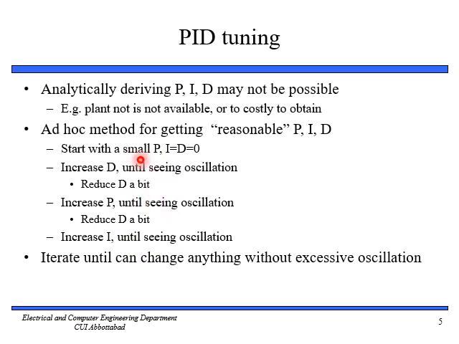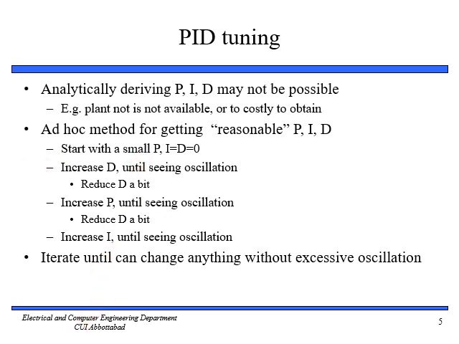So the primary purpose of telling you about PID tuning is that, for example, if you have a model of the plant, you can use that model to find out the values of PID quantitatively. But if you do not have the model of the plant, you can use the hit and trial method to find out the values of P, I and D. You usually start with small values. For example, if the plant is not available or it is too costly to obtain, you can start with random values of PID, but these values need to be smaller. So you increase D until you see oscillation, then you decrease the value of D, then you increase P until you see oscillation, then you reduce D a bit.